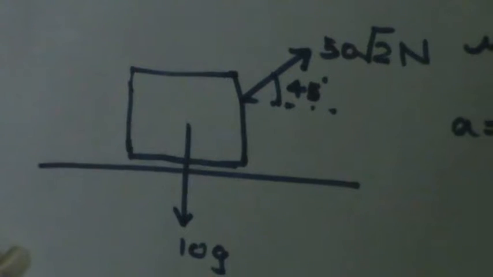Right? I'll take mu as 0.5. No, I'll take 0.3. Yeah? 0.3. What I am asking is, what is the acceleration of this object? So this is another example of frictional forces. What we have to calculate is the frictional force.